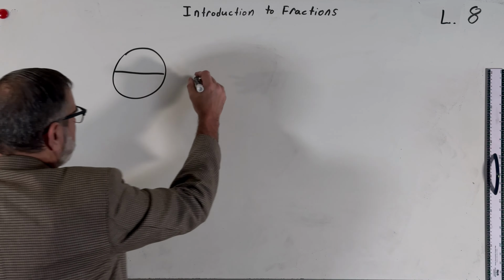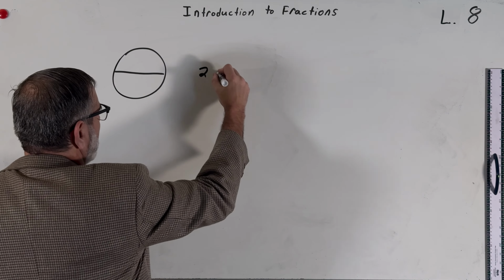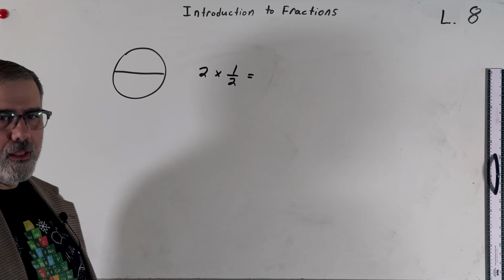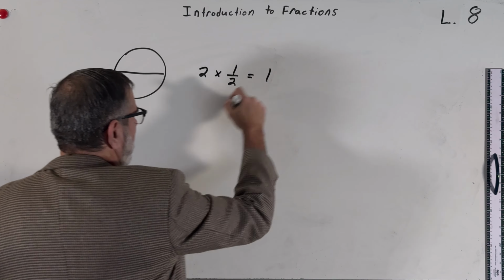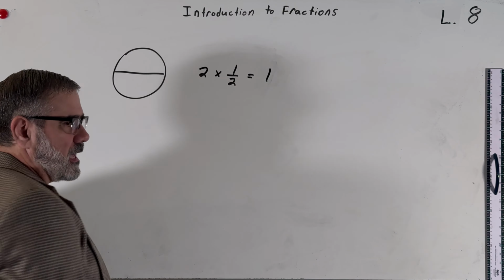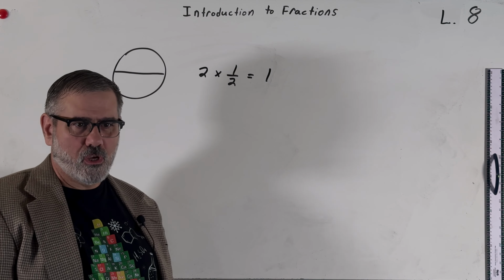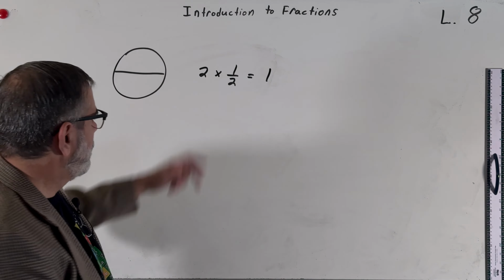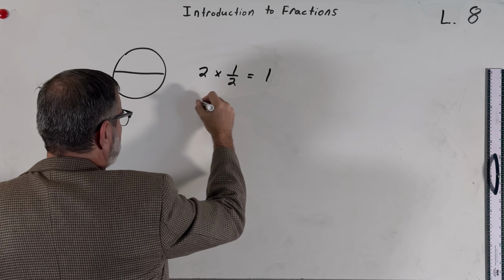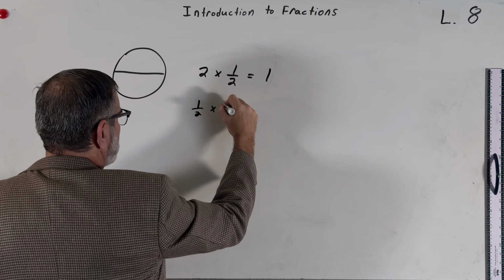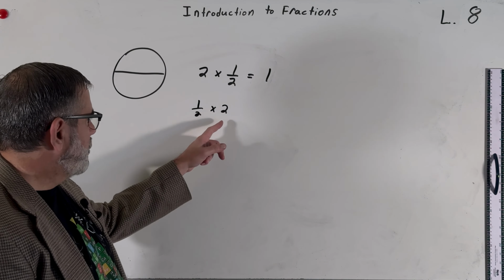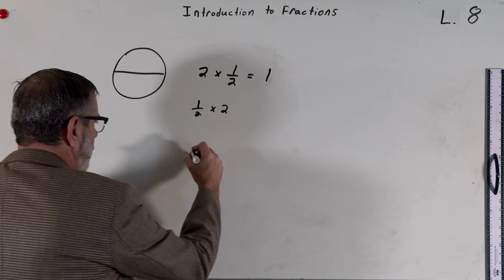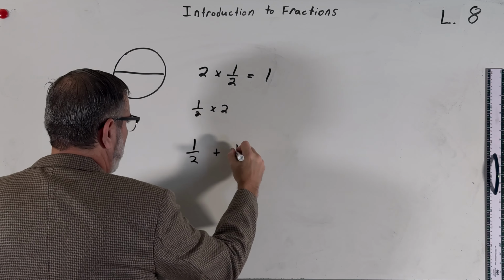And so 2 times a half must equal 1, yes? Because what is multiplication? Does anyone remember that multiplication is just repeated addition? Yes? So we can reverse these things, and instead of saying 2 times a half, I can say a half times 2. That would tell me that I'm going to add a half to itself 2 times, right? So that's 1/2 plus 1/2.